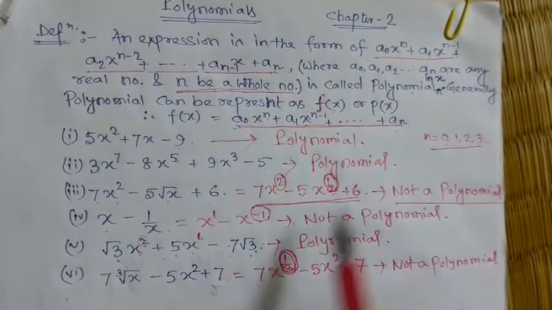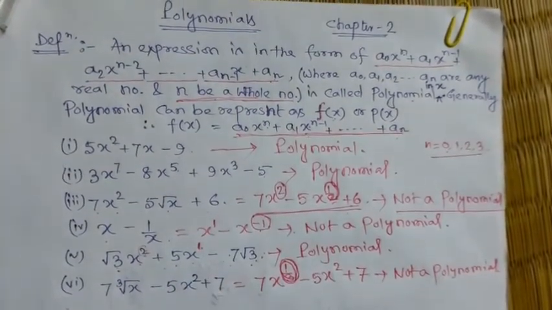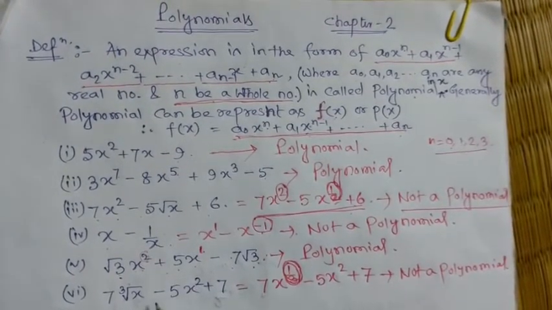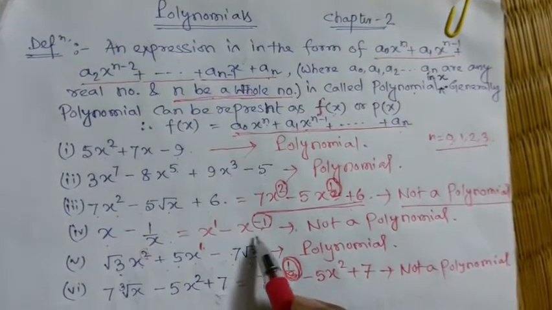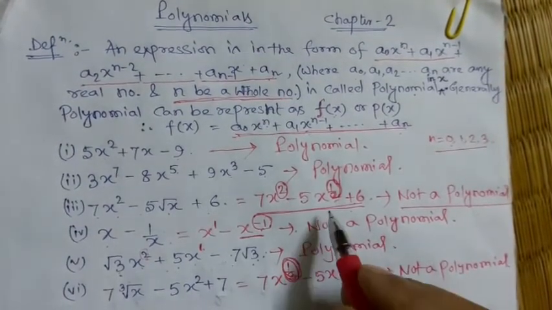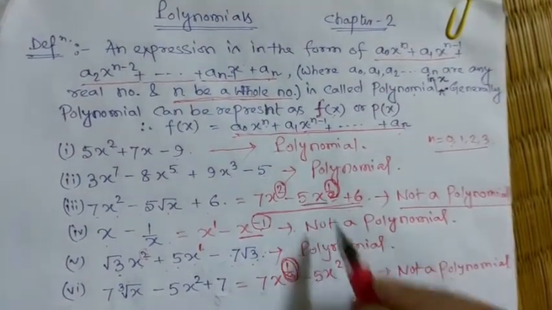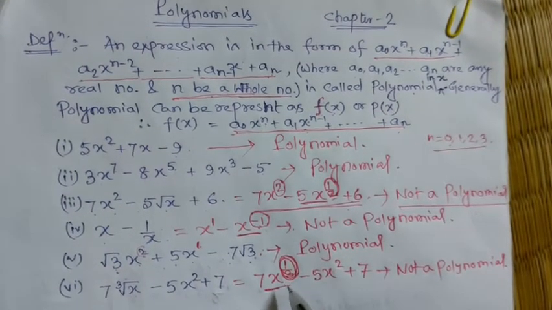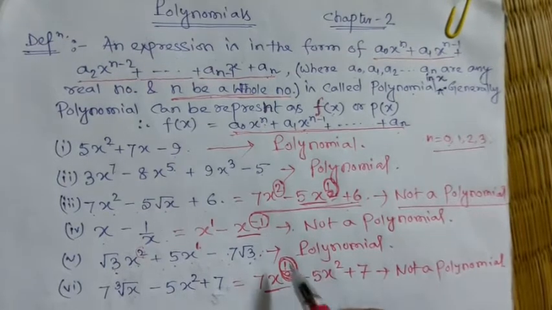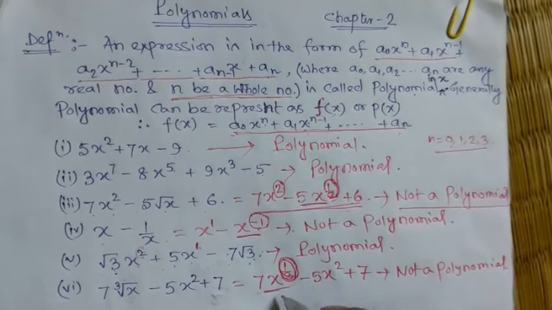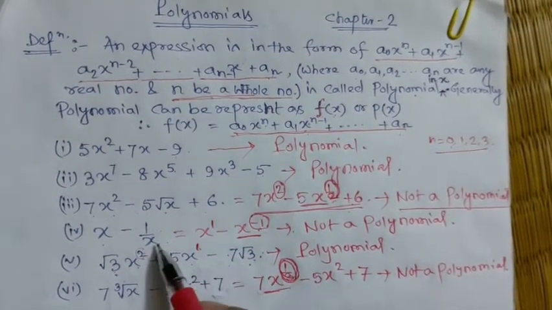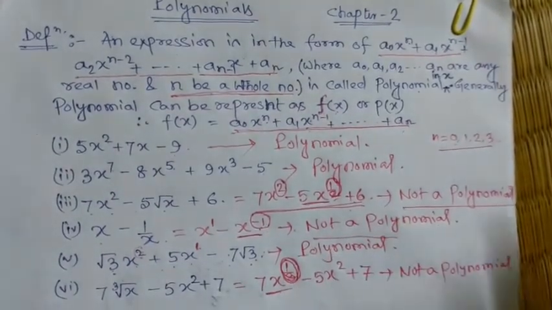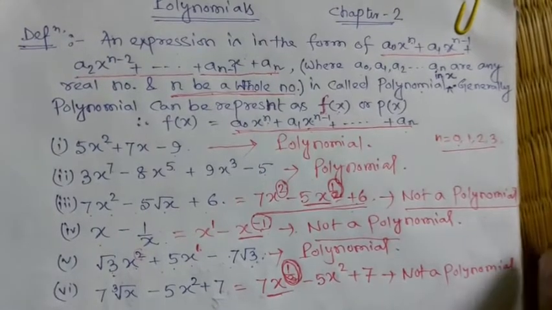So that means in any expression, if the power of x is in fraction form or a negative number, in these two cases the power is not a whole number. That's why this is not a polynomial. If you see in any question that the power is a fraction or the power of x is negative, then this is not a polynomial. Otherwise all the expressions are polynomials.